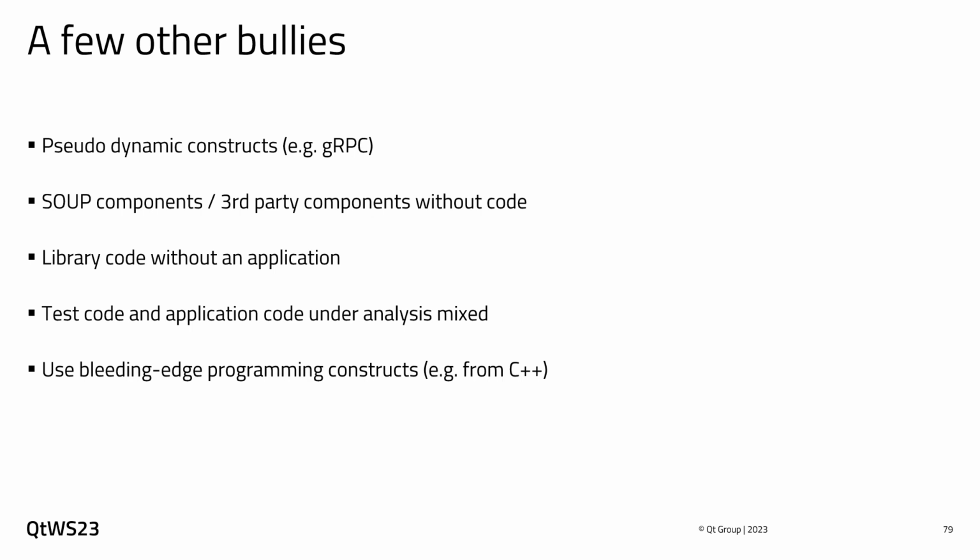The second point is, there's this SOUP component, so software of unknown origin or of unknown pedigree, third-party components without source code. So you just see the header files, and you can't look through what's happening inside. That's a big issue. So at least you need, as Andreas said already, with these unknown get functions, you need to model that summary of the function.